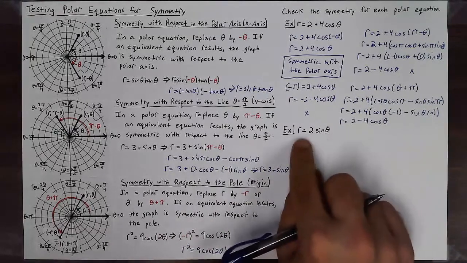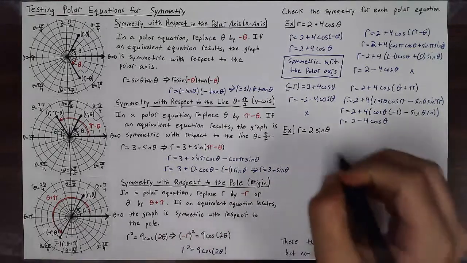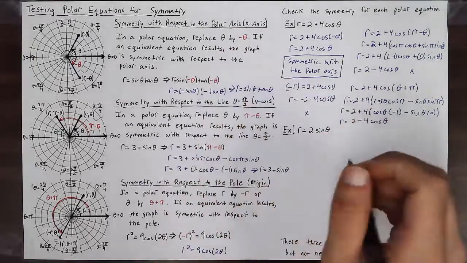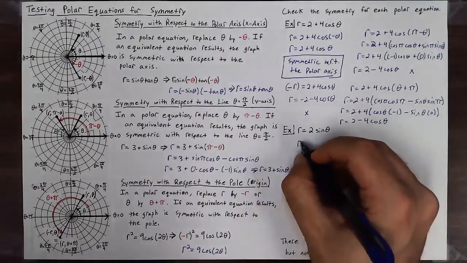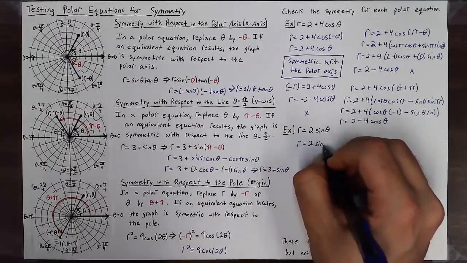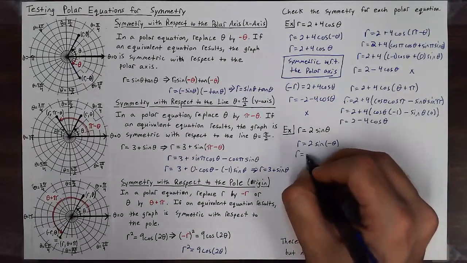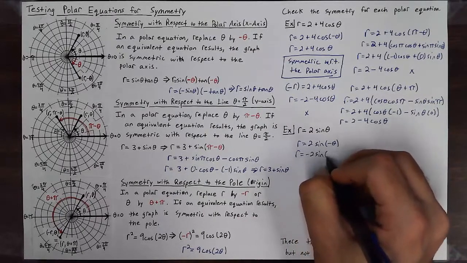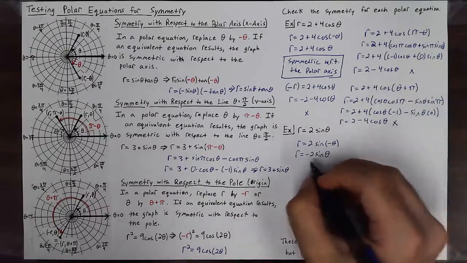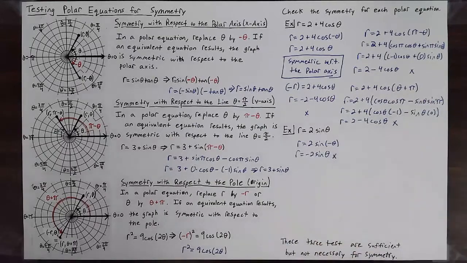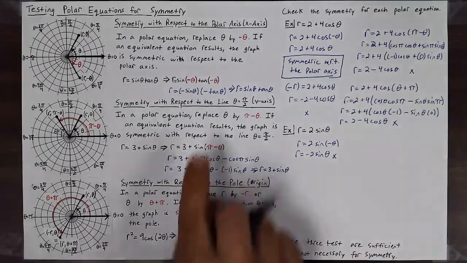But let's try it with r is equal to 2 sine of theta. So if I try the first test to see if it's symmetric with the polar axis, I get r is equal to 2 sine of negative theta, which, since this is an odd function, the negative can come out, give me r is equal to negative 2 sine of theta, which is not equivalent, so it's not symmetric with respect to the polar axis, which means it's probably not symmetric to the pole.